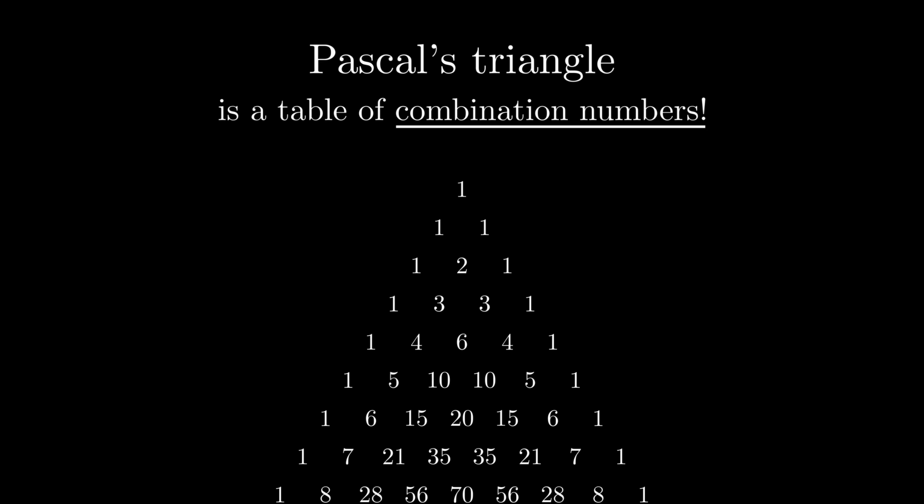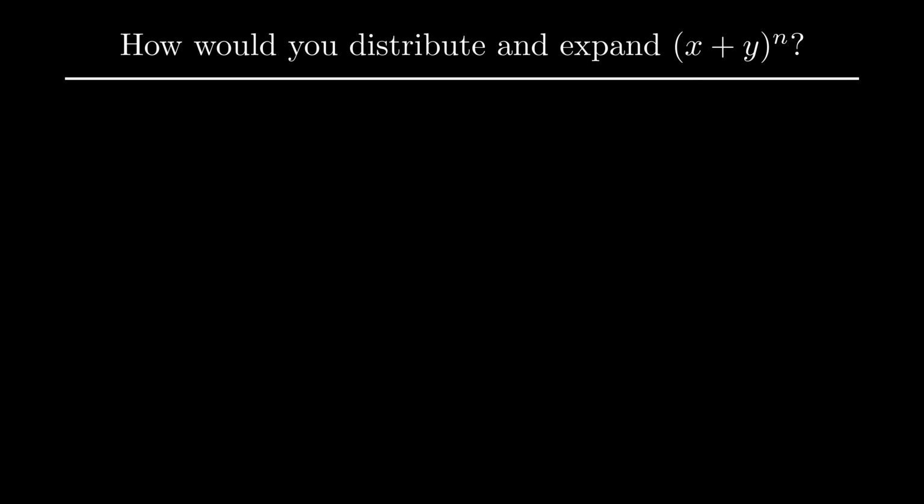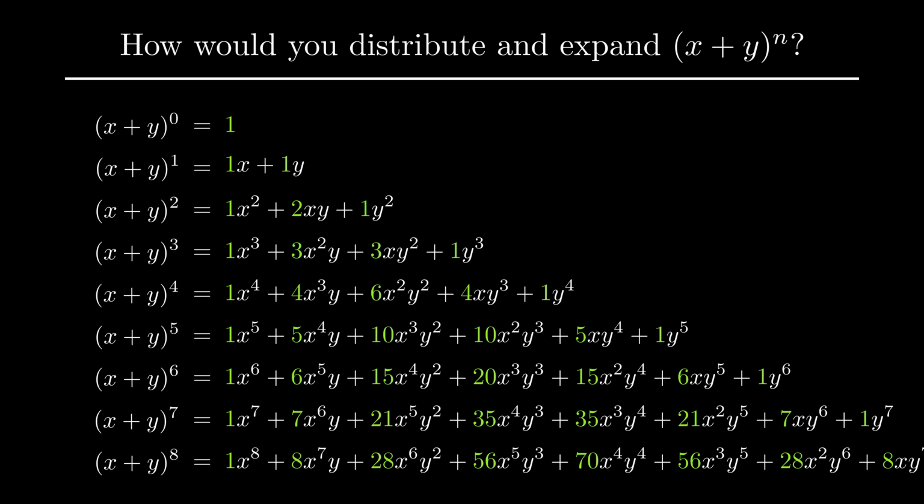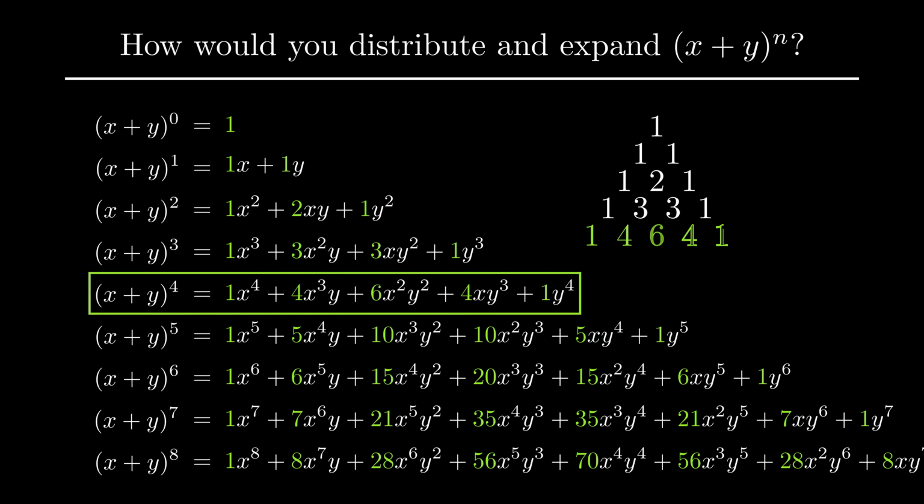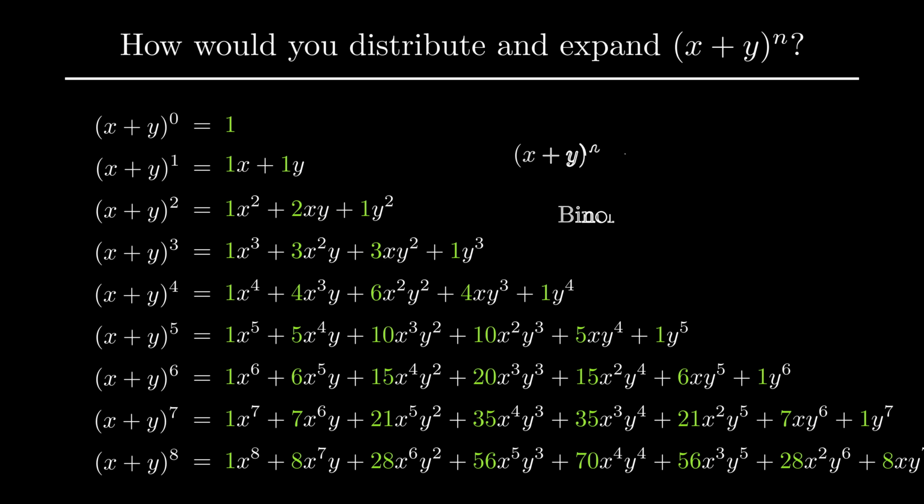What's interesting about Pascal's triangle is how often its numbers appear in places you might not expect. For example, how would you expand x plus y to some power? It turns out that the shortcut lies in these combination numbers. For example, the coefficients of (x+y)^4 are simply the numbers in the 4th row of Pascal's triangle. So even in algebra and analysis, these numbers will show up. Let's now play around with this structure and uncover some of its hidden secrets.